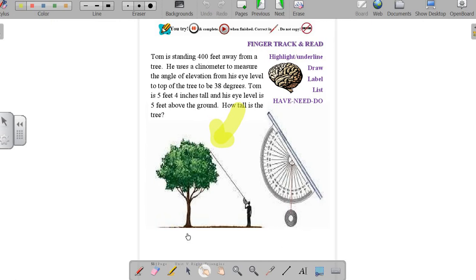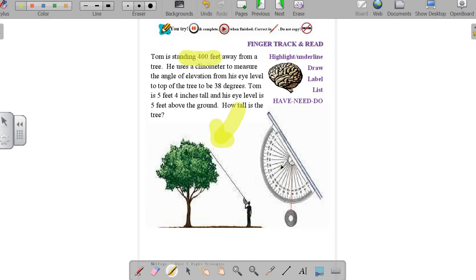Welcome back. You should have read out loud, Tom is standing 400 feet away from the tree. He uses a clinometer to measure the angle of elevation from his eye level to the top of the tree, 38 degrees. Tom is 5 feet 4 inches tall. His eye level is 5 feet above the ground. How tall is the tree? So here's our key bits of information. He's standing 400 feet away.